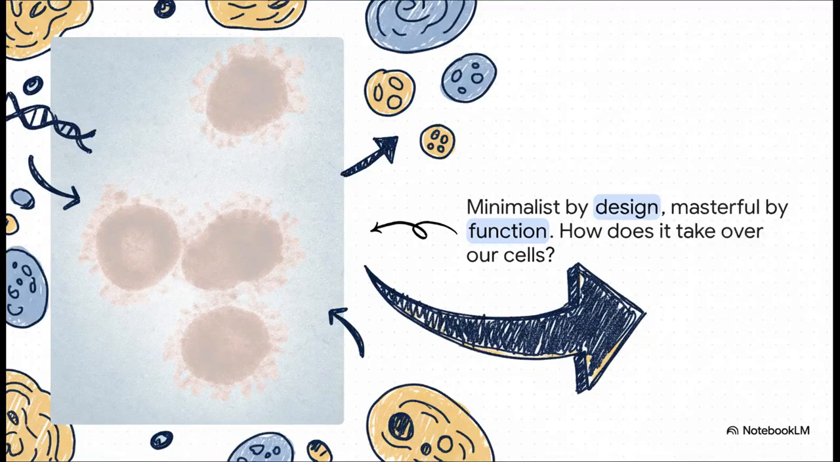So take a look at this electron micrograph. It really shows you just how minimalist these things are. I mean, they're kind of beautiful in their simplicity, right? Just a little piece of genetic code stuffed into a protein coat and maybe wrapped in a stolen bit of membrane. So the big question for us, the one we're going to tackle, is how does this ridiculously simple package pull off such a masterful takeover of our incredibly complex cells?